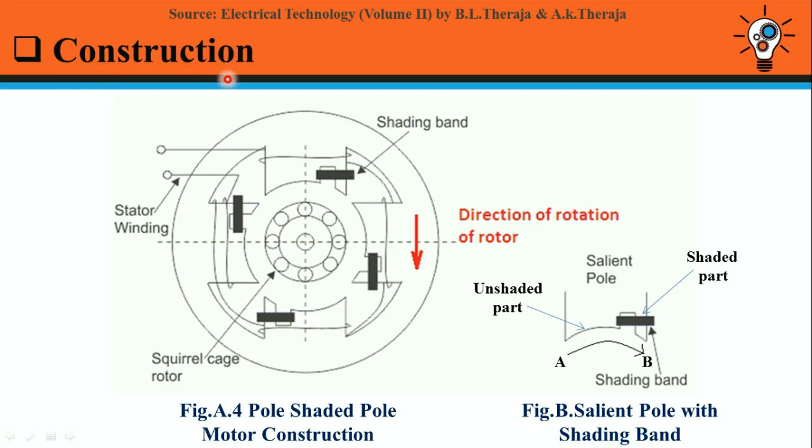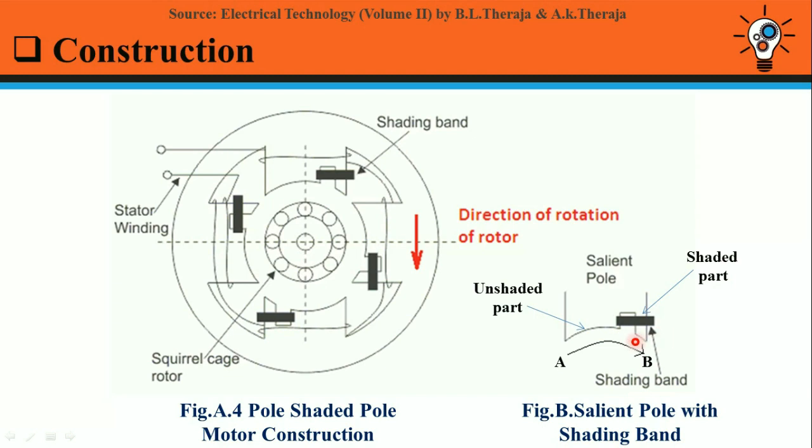Construction of shaded pole induction motor. These motors have salient poles on the stator and a squirrel cage type rotor. Figure A shows a 4-pole motor with field winding connected in series for alternative polarity. One pole of such motor is shown in figure B. The laminated pole has the slot cut across the lamination approximately 1/3 from one edge.